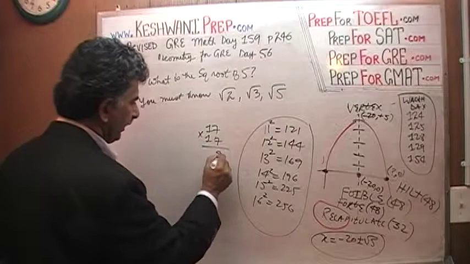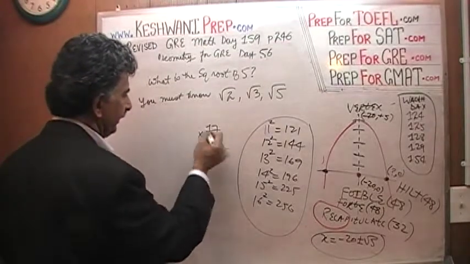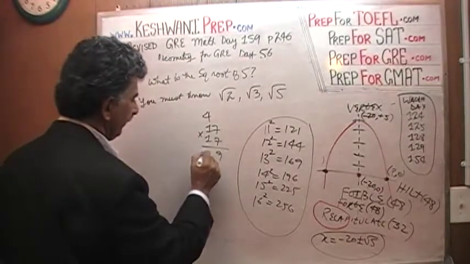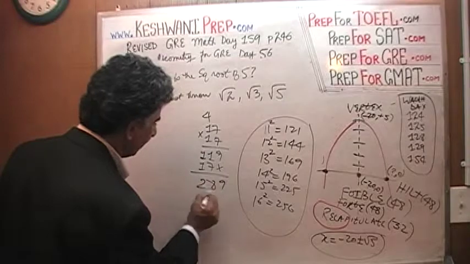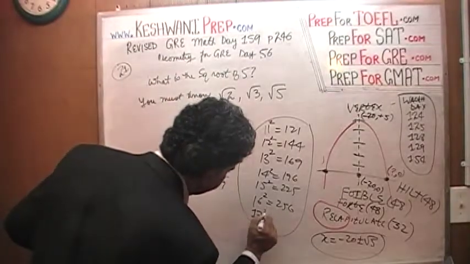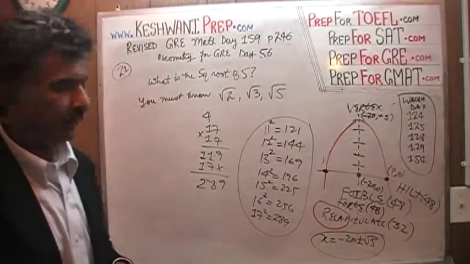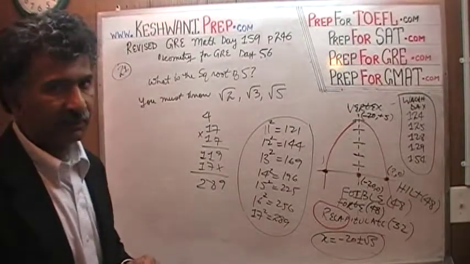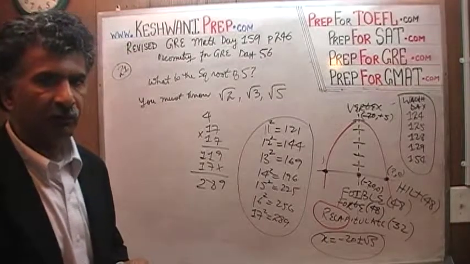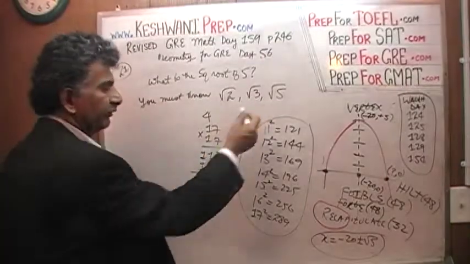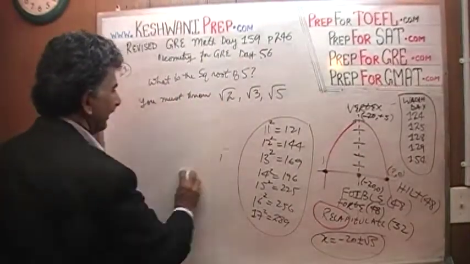7 times 7 is 49. 9 carry 4. 7 plus 4 is 11. And then 17. So you get 289. As you can see, even I did not know 17 squared. It's not something that appears very often in the exam. The only reason you need to know the square of 17 is because we need to figure out this part, and you will see the connection in a second. Just be patient.